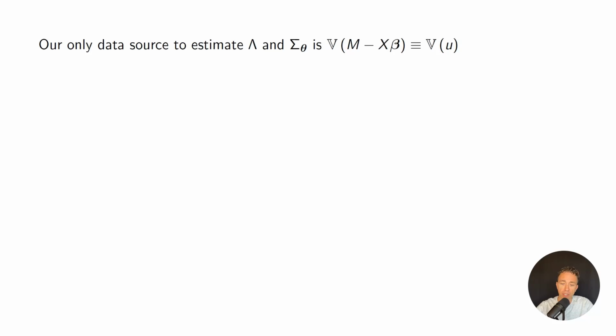So we need to estimate the lambdas, and we need to estimate the elements of capital sigma sub theta, and we need to estimate the diagonal elements of capital omega, the idiosyncratic variance matrix. And the only thing that we have to do that is the variance of u, which is the variance covariance matrix of the residuals of our measurement system.